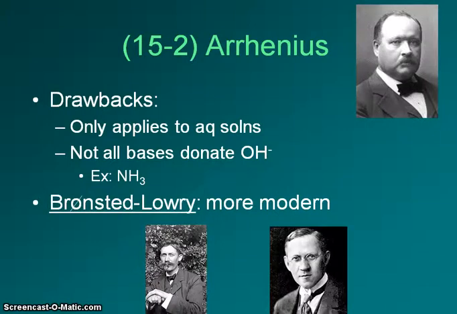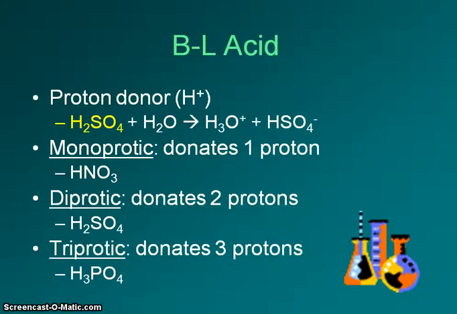And then the second thing is that not all bases donate hydroxide. So for instance, ammonia doesn't have a hydroxide ion to give away, so it couldn't give away an OH minus. So instead, we've since replaced them or added to the definitions with the Bronsted-Lowry definitions. So they're a little bit more modern.